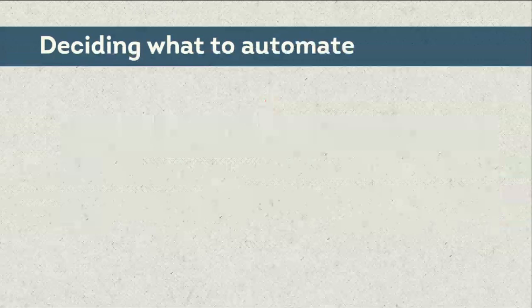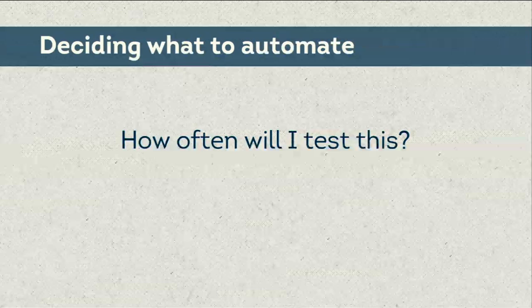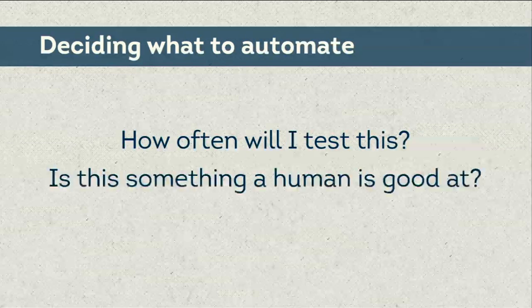So how do we decide what to automate? There are a few questions that we can ask. The first is, how often will I test this? If it's once per release, I don't think it should be your priority to automate. This seems like common sense, but time and time again, you'll see people start from the very beginning and just go all the way through, and they make it a little bit of the way through automating their tests, and then they quit.